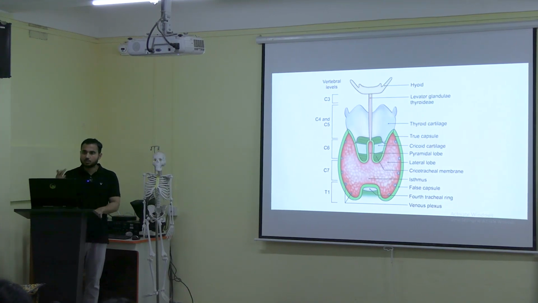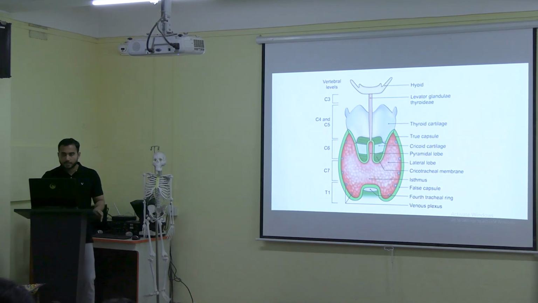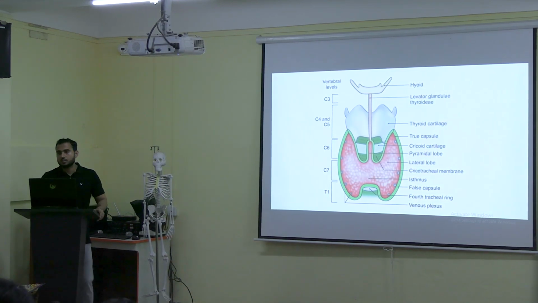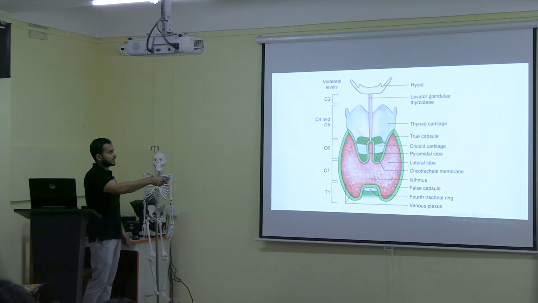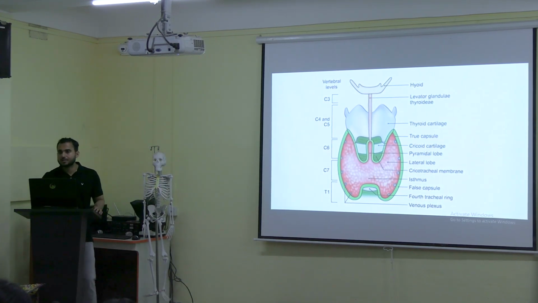Next, in the gross, you have to study about the surfaces, borders of the thyroid gland, relations of the thyroid gland, coverings of the thyroid gland, nerve supply, blood supply, lymphatic drainage, as usual. But now directly we'll go to the microscopic structure. Now in microscopic structure, suppose you have taken a section from here, or you have taken a section from here, then what you can see under microscope.